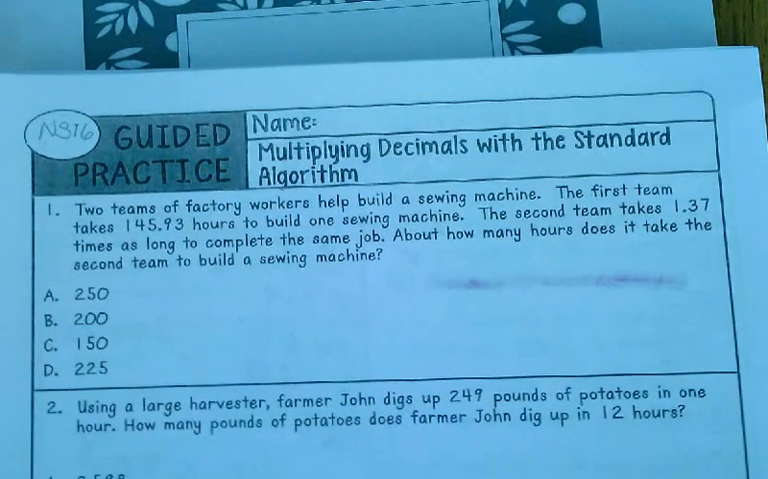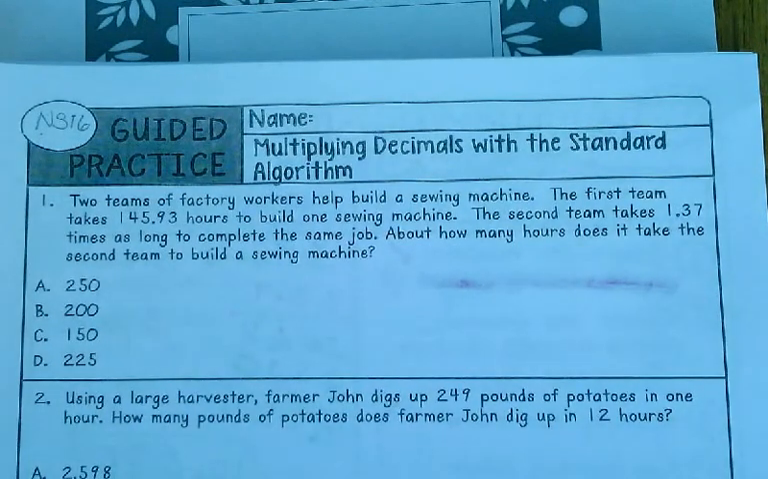Here we go. 2 teams of factory workers help build a sewing machine. The first team takes 145.93 hours to build 1 sewing machine. The second team takes 1.37 times as long to complete the same job. About how many hours does it take the second team to build a sewing machine? That means that we have to multiply. That is correct. We do need to multiply.